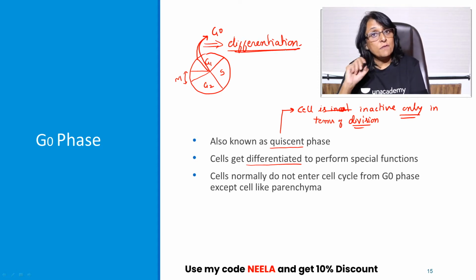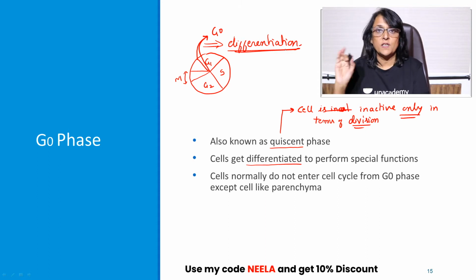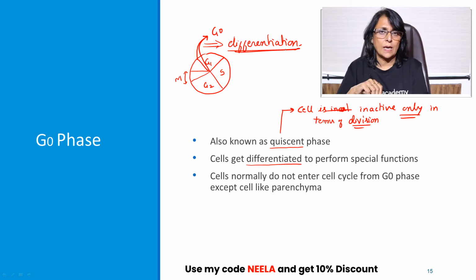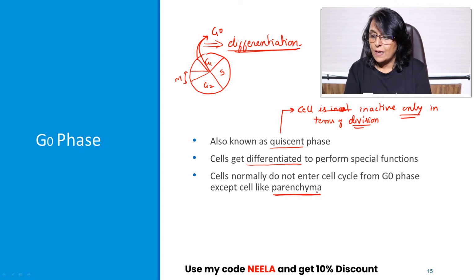And cells which get differentiated remain in G0 and keep performing that specific function. They do not divide after that. That means they never come back into the cycle. But there is an exception, and the exception is parenchyma.